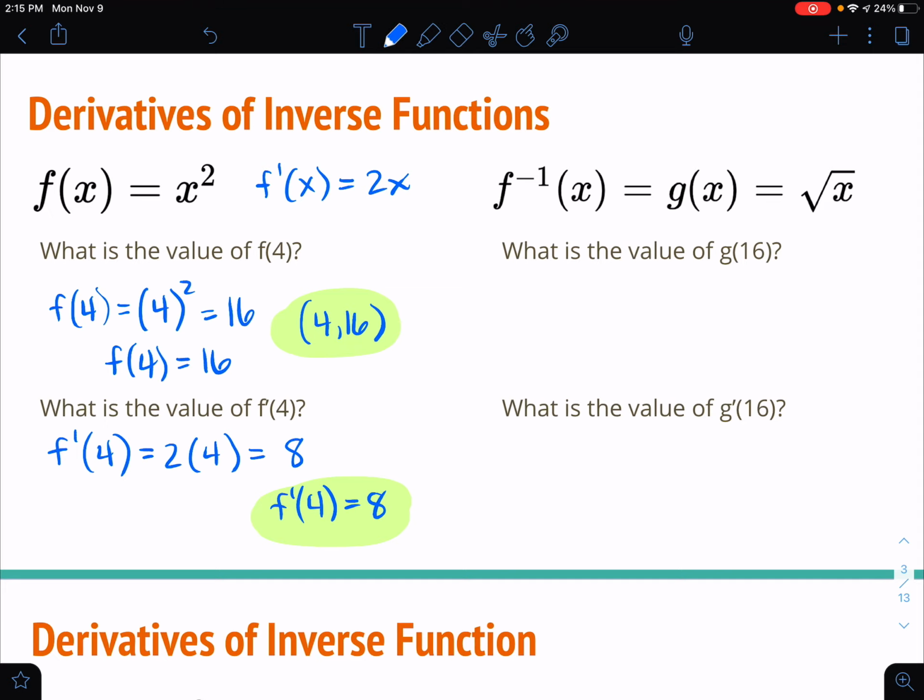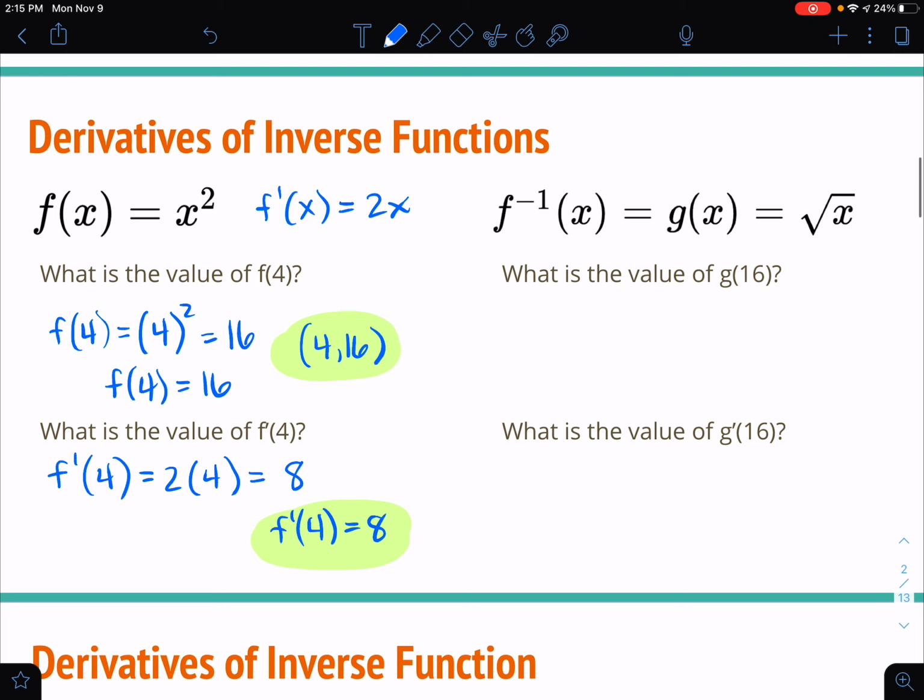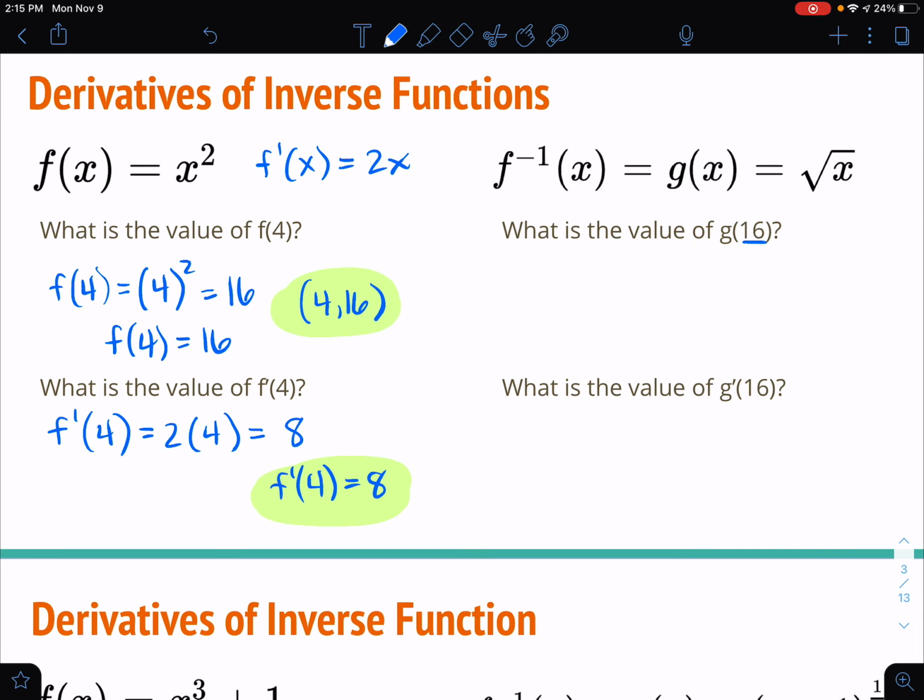Now, in my inverse function, I know that if I have the point (4, 16), in the inverse it should be flipped. So when I plug in 16, I should get 4. So let's just double check. g of 16 is going to be the square root of 16, which is going to be 4. So I have the point (16, 4), okay? Now that's not always going to be given to you, so you have to make sure that if I tell you that two things are inverses, you know that their ordered pairs are just going to be flip-flopped, okay?